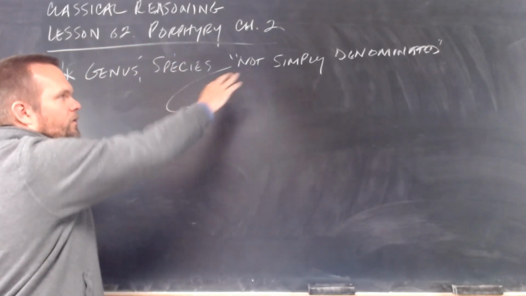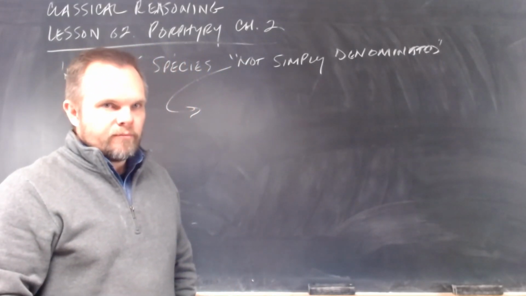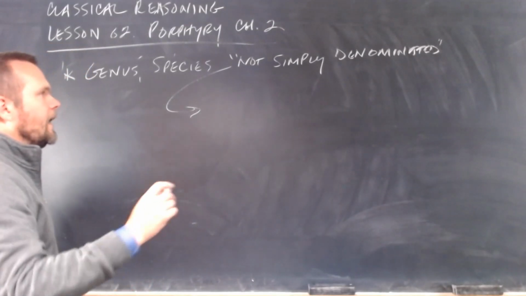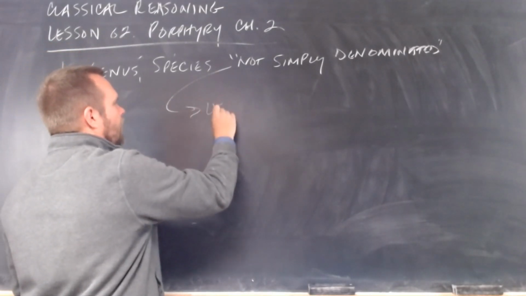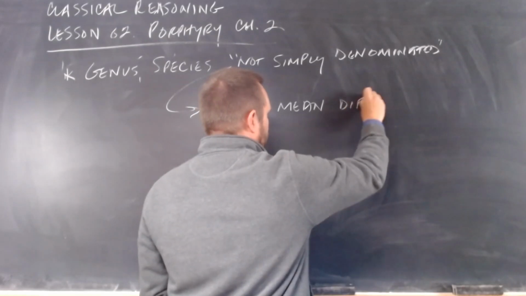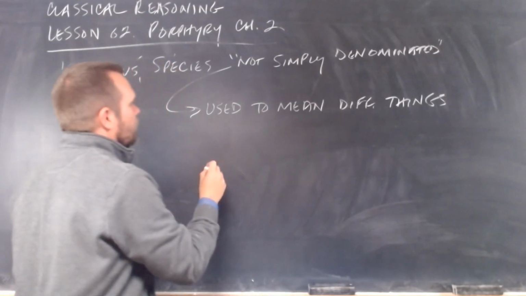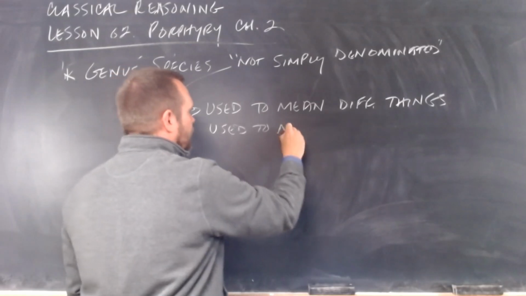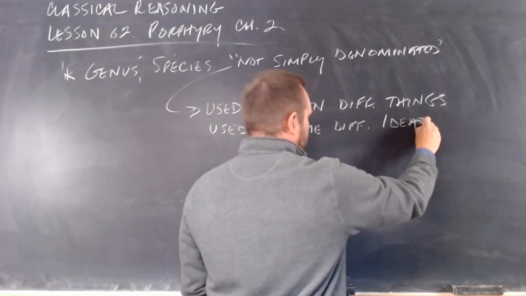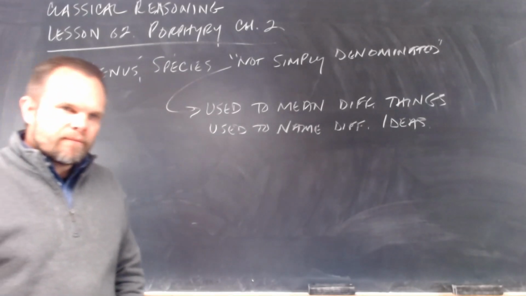These words are not used simply. And what simply means is in one way. They're used in a number of different ways, and that makes things confusing. So not simply denominated means that these two words are used to mean different things. Or to say this even better, these two words are used to name different ideas. So when you hear the word, you can't be sure what idea the word represents.